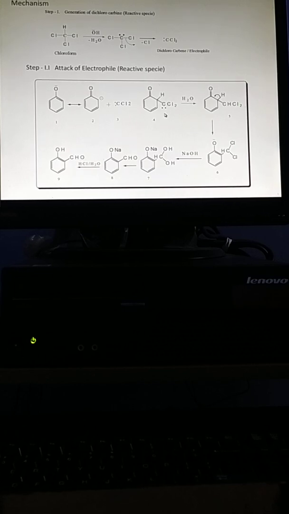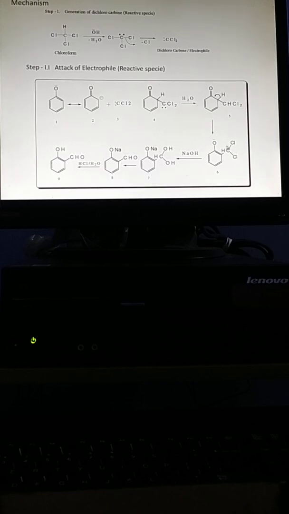In the intermediate 4, the carbon picks up the proton from the water, so that forms the structure 5 here. This is the intermediate 5. In the intermediate 5, there is a loss of proton. It means there is an aromatization of this benzene ring that will take place. So that results in the formation of structure 6. In this structure 6, there are 2 chlorine atoms here.